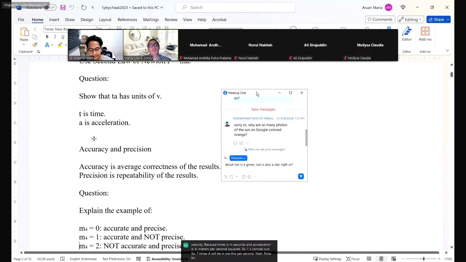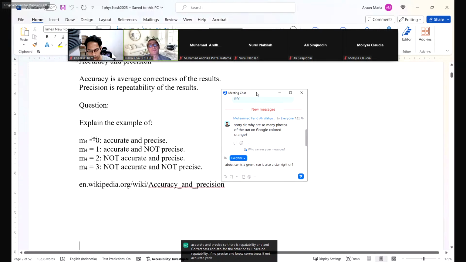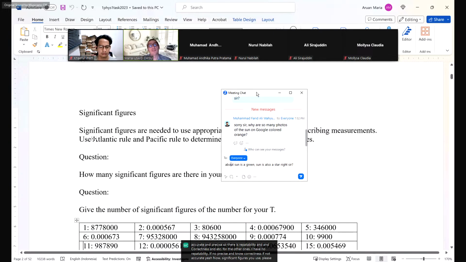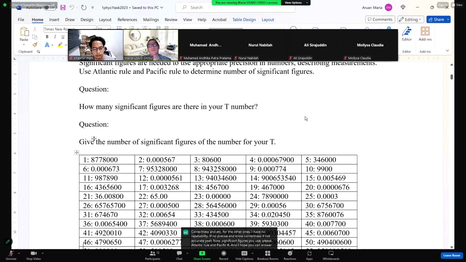Now for accuracy and precision, do it for your student number, whichever your M4 is. If it is 0, then describe what is accurate and precise. So there is repeatability and correctness and so on for the other ones. Either no repeatability, if not precise, and no correctness, if not accurate, yeah? Now, significant figures, please use the Atlantic rule and Pacific rule. And I hope you can answer that.